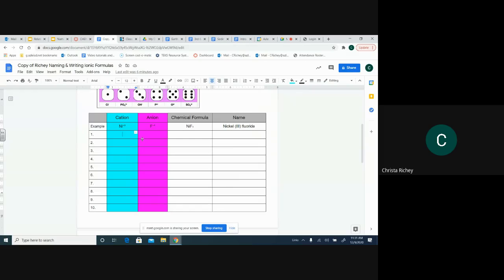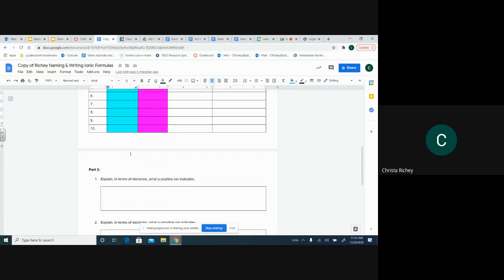Control and period or control and comma is going to switch it back and forth between superscripts and subscripts. You're going to list your ions, write the formula, crisscross if you have to, and then name it. And once again, the only one that needs a Roman numeral is that iron if you throw a blue 3.